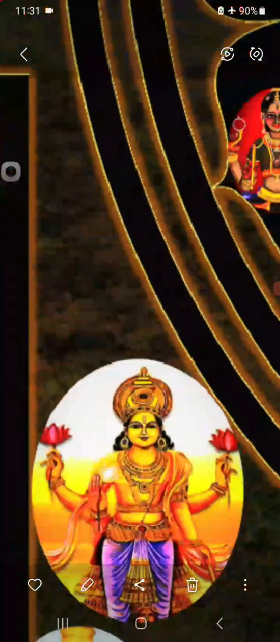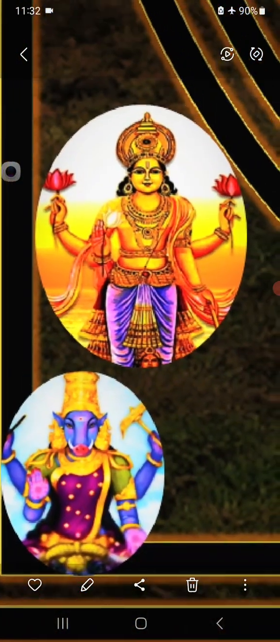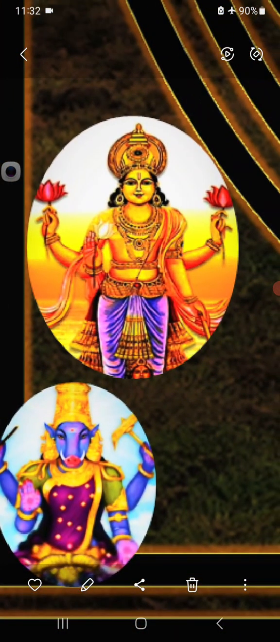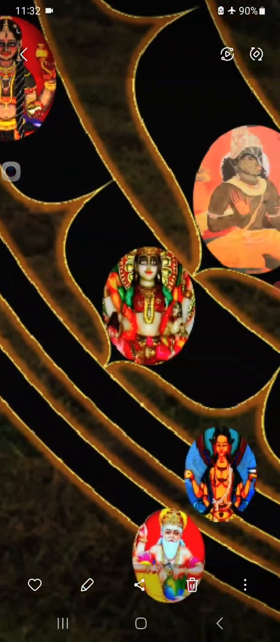Now you go to Dwapara Yuga. So here, it is the path of, again, intellect, philosophy and reasoning and all that, but only after all the actions are finished.